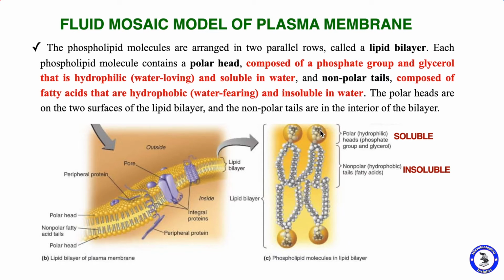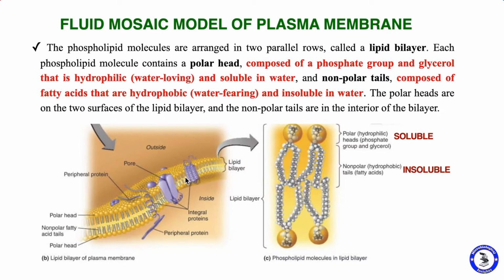So here the polar heads are made up of phosphate group and glycerol. Here the non-polar tails are made up of fatty acids. Polar heads are soluble in water and the non-polar tails, because they are made up of lipids, are insoluble in nature. And this is the clear structure of one phospholipid molecule.